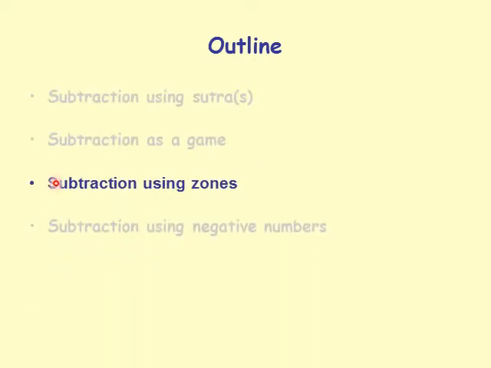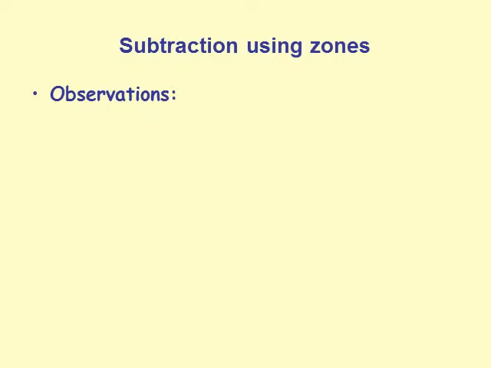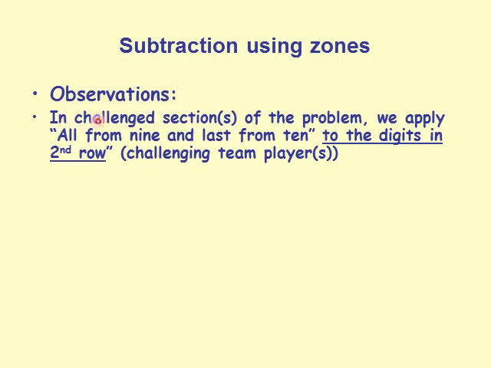Okay, we would now start on the third section, subtraction using zones. Let's make some observations. From previous work, we have noticed that in a challenge section of a subtraction problem, we apply all from 9 and last from 10 to the digits in the second row. Those digits are players in the challenging team. So we applied all from 9 and last from 10 to the challenging team players in a section where our team players were challenged.